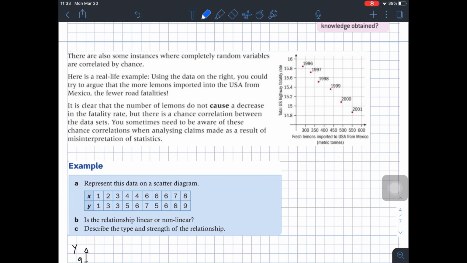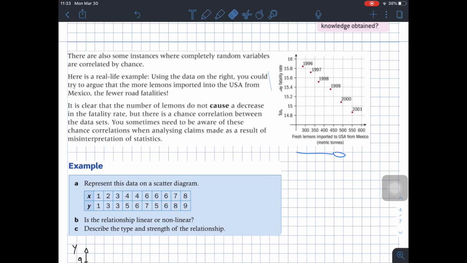Using the data on the right, you could try to argue that the more lemons imported into the USA from Mexico, the fewer road fatalities. So here we're studying lemons imported as the independent variable and fatality rate as the dependent variable. And you see there's a very strong negative correlation between the variables, meaning that as more lemons are imported, there are lower fatality rates, okay?